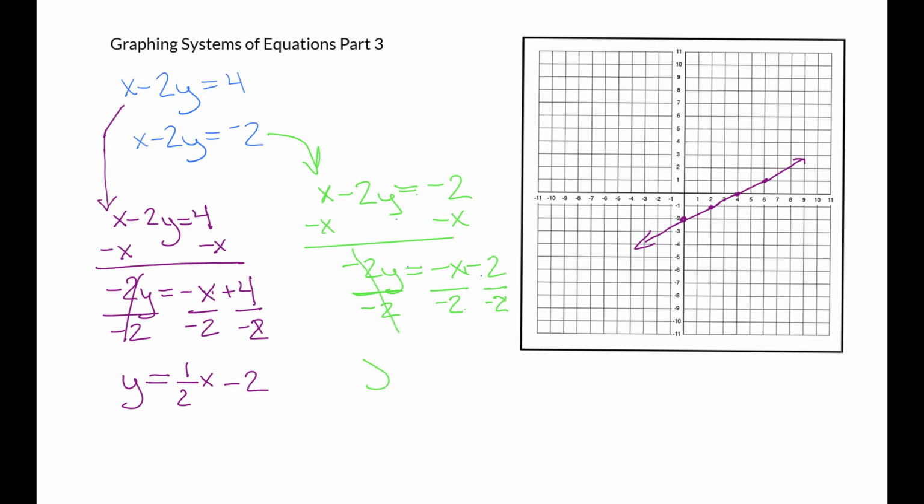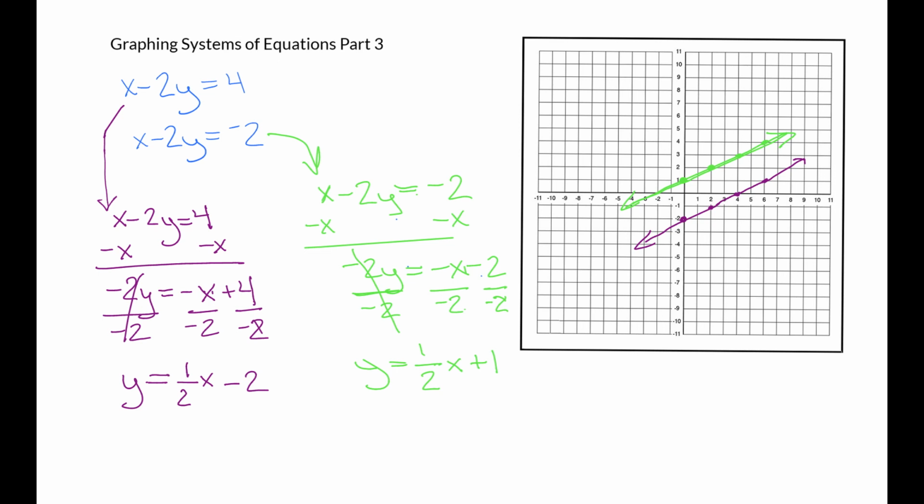When I do, I get y equals negative divided by negative is a positive 1/2 x, and then negative 2 divided by negative 2 is a positive 1. So I'm going to graph that real quick. So my y-intercept is positive 1, and then my slope is 1/2. So I'll go up 1 over 2, up 1 over 2, up 1 over 2. What do you see about that? It looks like this. What you should notice is that they're parallel lines.